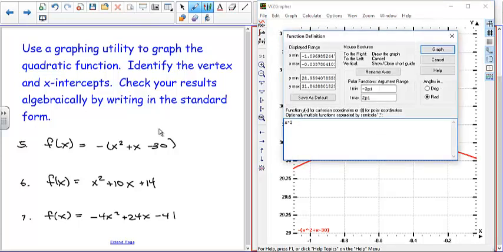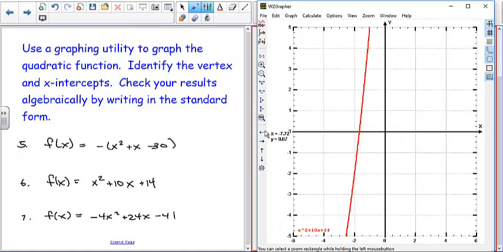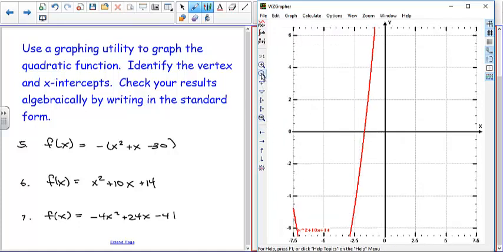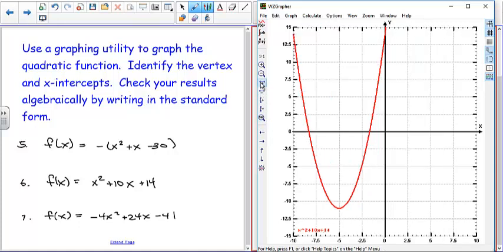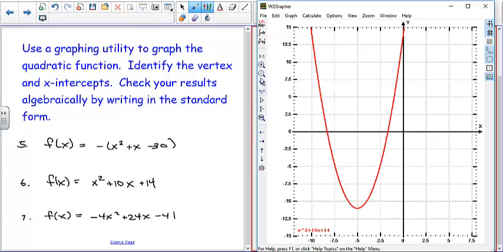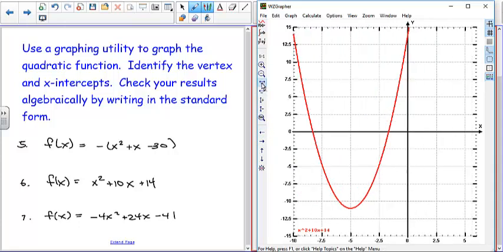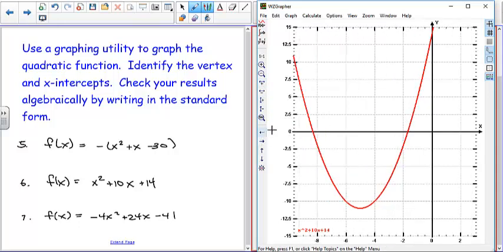x squared plus 10x plus 14. And let's go back to standard. I'm going to zoom out in general, and then if we want to, we can shift this around. So if I zoom a little bit in the x direction, and then move it to the left, sorry, and zoom in, move a little bit to the right again. Okay, so that looks good.